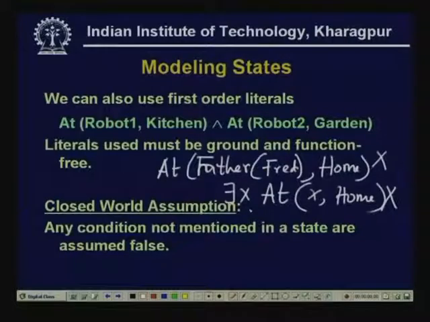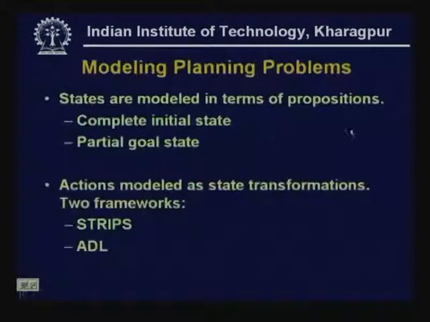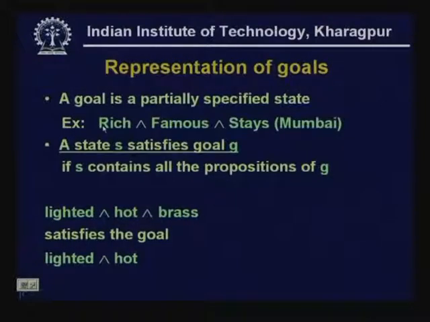In the closed world assumption, we will assume that any condition that we have not mentioned is false. So, in a closed world assumption, whichever literals we have specifically stated to be true in a particular state will be true, the other literals will all be false. How is a goal represented? A goal is represented as a partially specified state. For example, rich and famous and stays Mumbai. This is a description of a goal.